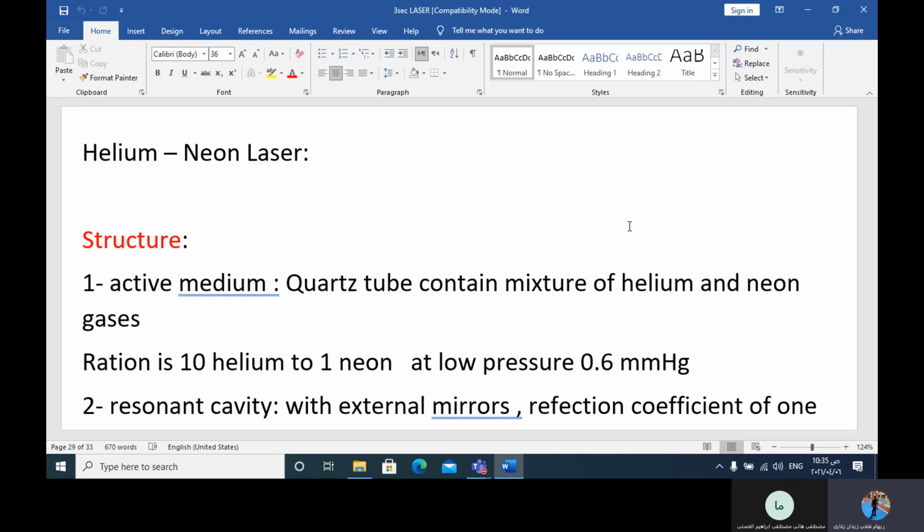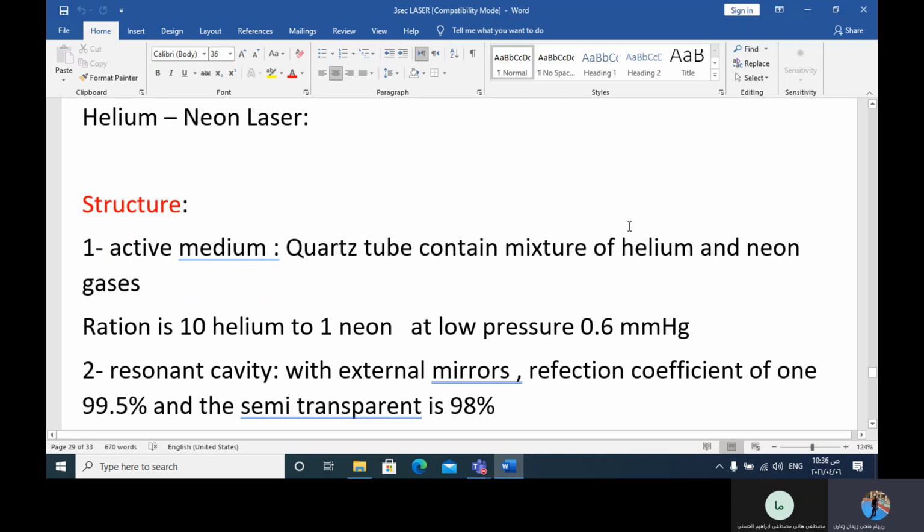In the helium neon laser, as you know, helium is a gas and neon is a gas, both of them noble gases. We use a mixture of them and put them in a tube, and this tube is made of quartz. So we take a quartz tube, and we put inside it a mixture of these two inert gases, helium and neon, but they have to be in a specific ratio.